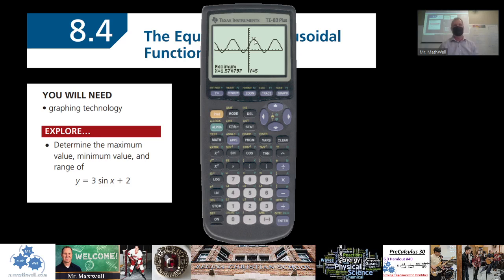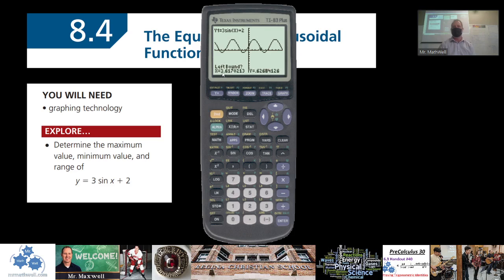So you could have guessed 4.87, 4.99, right? It's going to be 5, but here's how you can be exact. Now the minimum here looks like it's at about -1 or -1.5. Well, let's do the minimum. Second function, calculate. Let's do number 3, minimum, and let's go over to this next minimum.